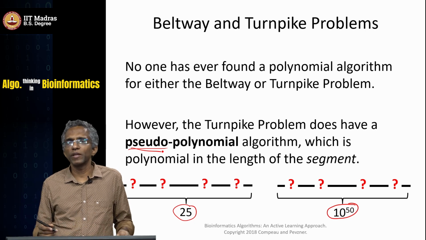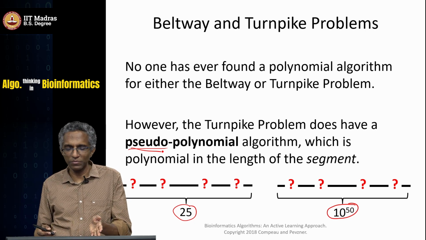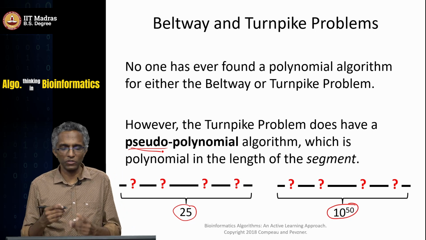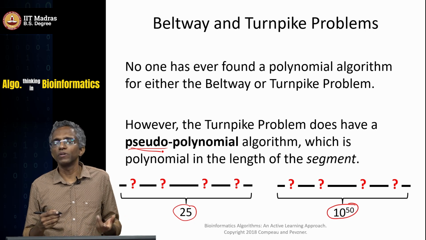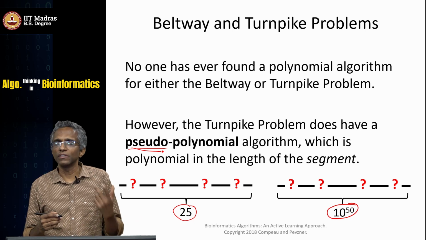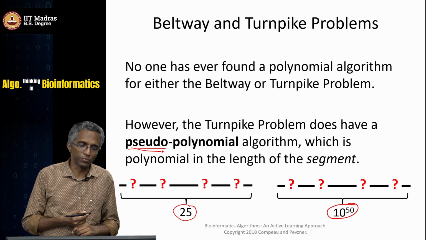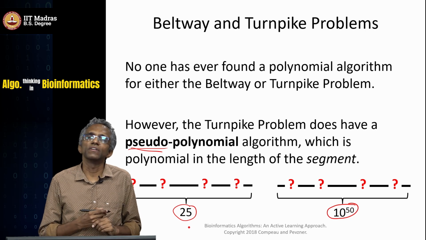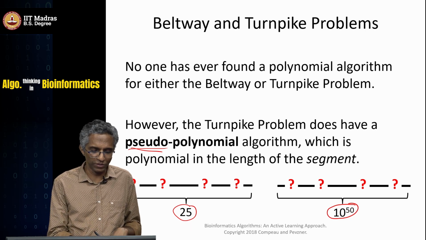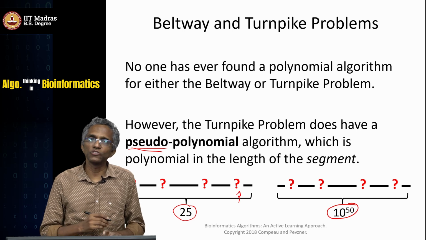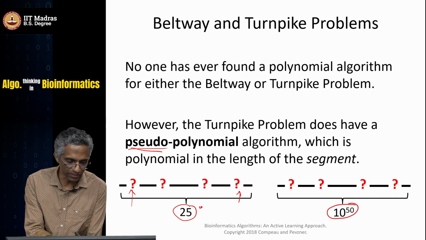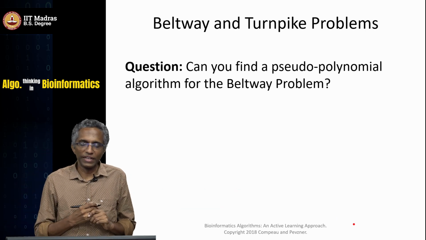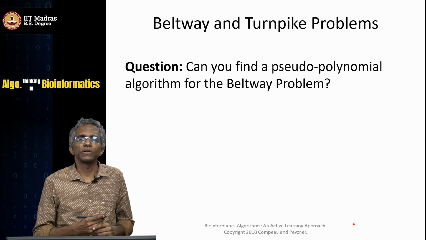So, this means that the Turnpike problem is a bit easier than the Beltway problem in the sense of practical ease, right. We know of a pseudo polynomial time algorithm to solve the Turnpike problem, but it is an open question whether we can have any similar algorithm for the Beltway problem. The pseudo polynomial time algorithms can work for input instances where the maximum pairwise distance between the cities is not too large, but in a case like this, it will again be too slow. So, this is again an open question on whether we can find a pseudo polynomial time algorithm for the Beltway problem.